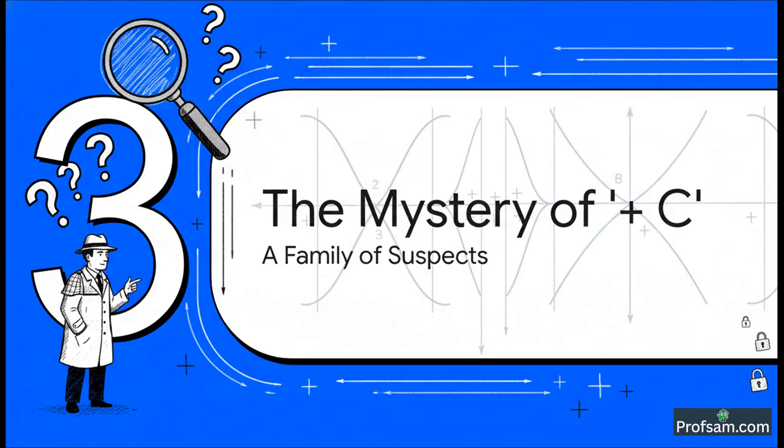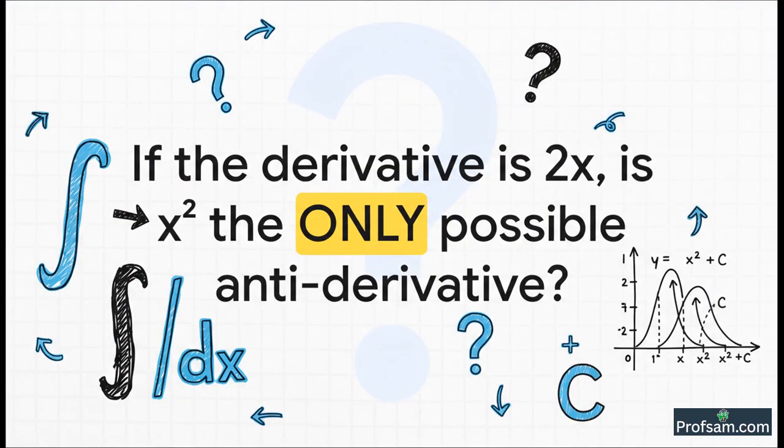It turns out, for any derivative, there isn't just one suspect for the original function. There's a whole family of them. Let's go back to our very first clue. The derivative is 2x, and we said the antiderivative is x squared. But hold on a second. Is that the only possible answer? Just take a moment and think about that.